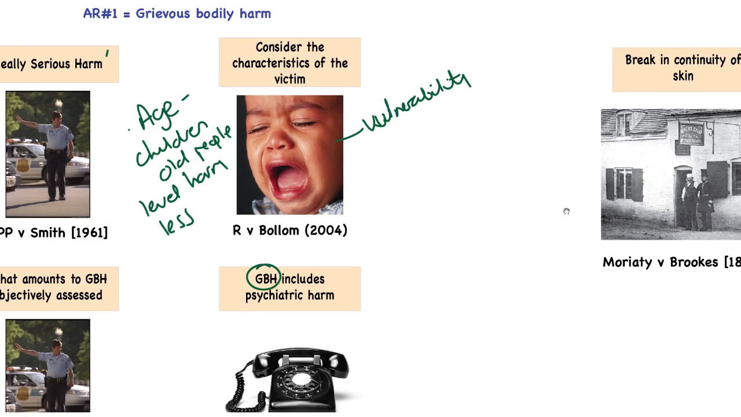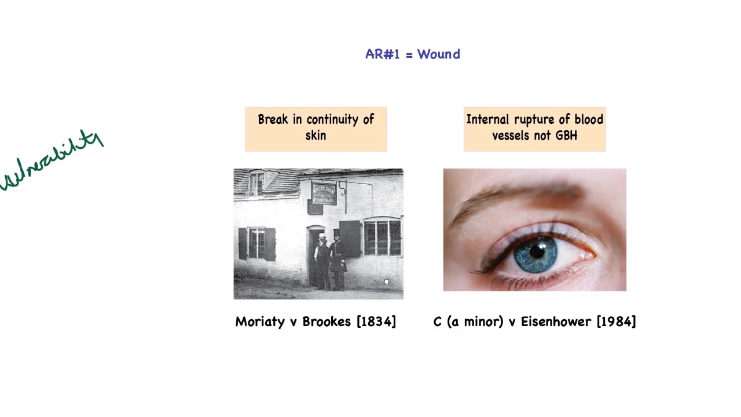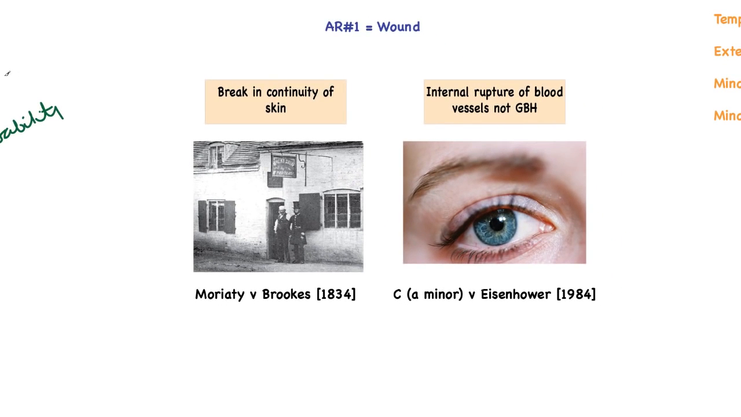What we need to do next is to look at what is a wound. Because if we don't have GBH, we may have a wound. And the straightforward, simple definition is given in Moriarty versus Brooks. That's an 1834 case. In that case, pub landlord tries to throw a drunk out of his pub. And the judge in that case says clearly that a wound is a break in the continuity of the skin.